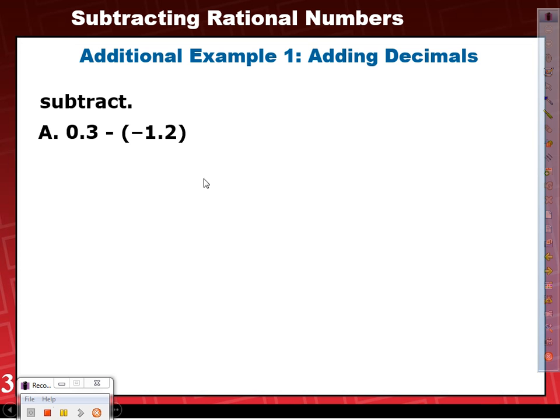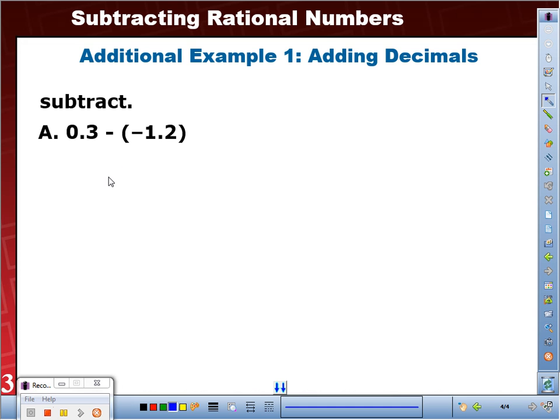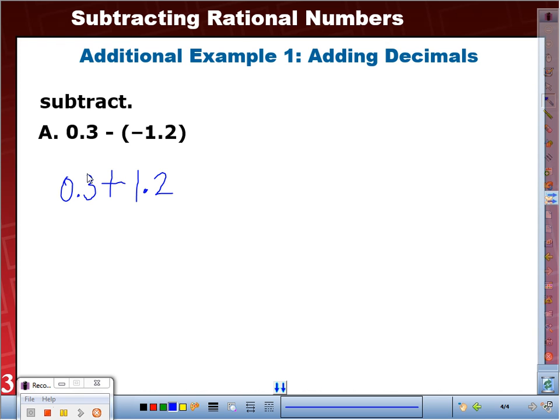It says, add the opposite of the second number to the first, 0.3. Did we add the opposite of this one to the first? Yes, there it is. So now what do you notice? It becomes a what? Addition. Step 2, read us step 2, Jose.